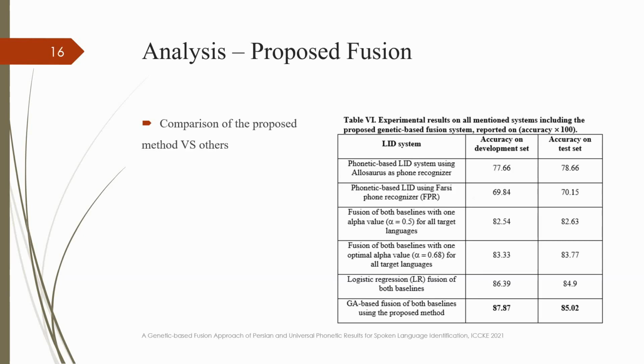The accuracies on the development set and test set for each of the phonetic LID systems are shown in the table. The third experiment was to compare our proposed fusion methods with the other systems. As shown in the table, our GA-based fusion methods yield the best results on both development set and test set. Our simple fusion with one optimal alpha, which is 0.68 for all languages, also results in 83.33% and 83.77% on the development set and test set respectively. We also fused our systems using the well-known logistic regression model, which yields results close to our GA-based fusion, with 86.39% and 84.9% on the development set and test set respectively.